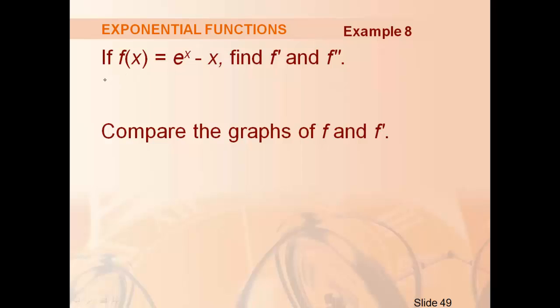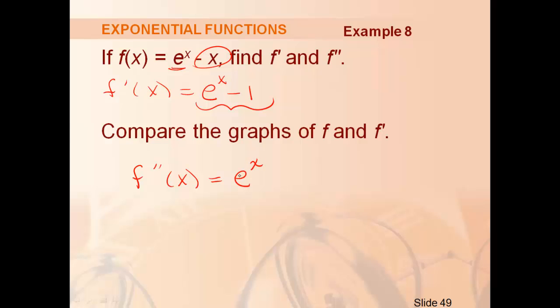So if we find the first derivative, we can use that this is a difference of two functions, so we can look at the derivative of e to the x individually, and we just learned that it is its own derivative. And the derivative of x is going to be minus 1. So the first derivative is e to the x minus 1. The second derivative we get by differentiating the first derivative, so we're looking at this function. And the derivative of e to the x is simply e to the x, and the derivative of the constant 1 is 0. So the second derivative would be e to the x.